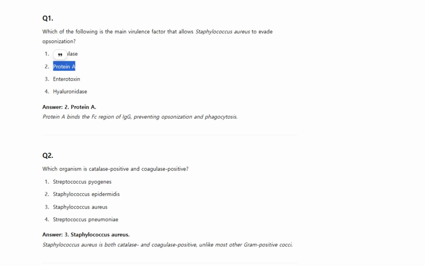Q2. Which organism is catalase positive and coagulase positive? 1. Streptococcus pyogenes, 2. Staphylococcus epidermidis, 3. Staphylococcus aureus, 4. Streptococcus pneumoniae. Answer 3. Staphylococcus aureus. Staphylococcus aureus is both catalase and coagulase positive, unlike most other gram-positive cocci.